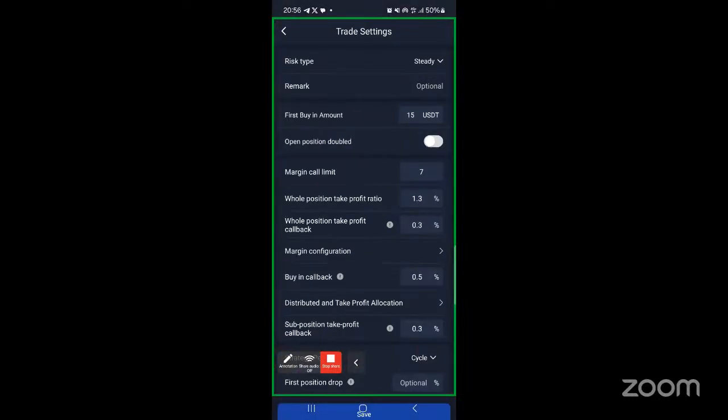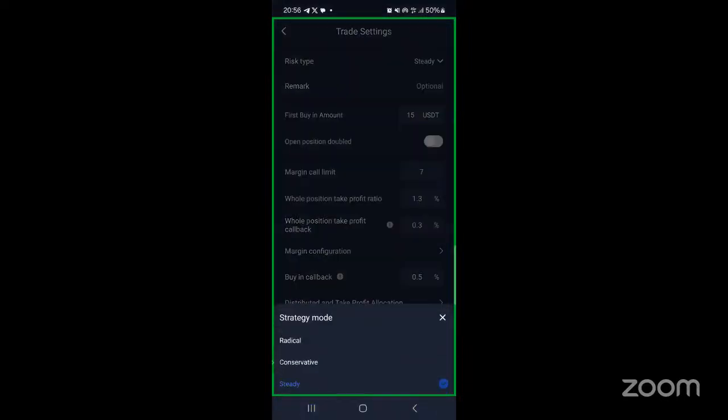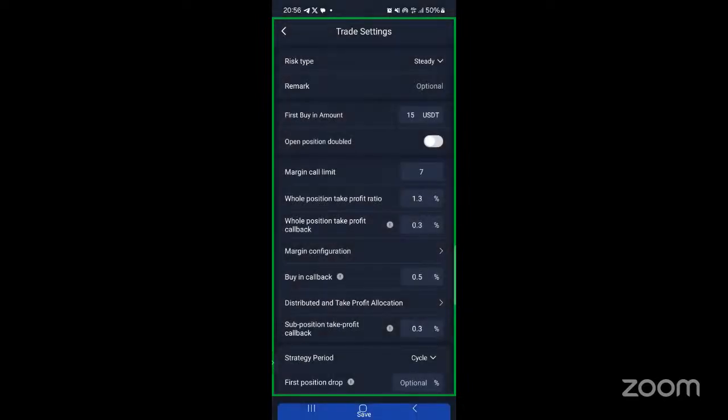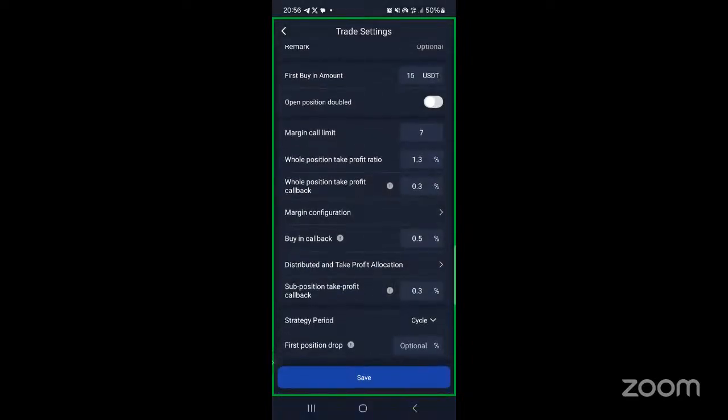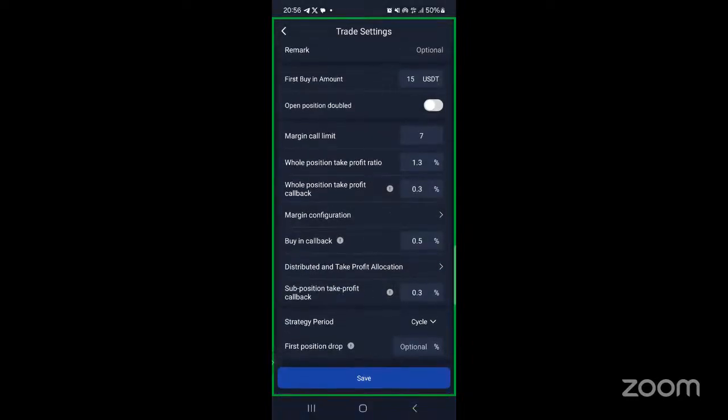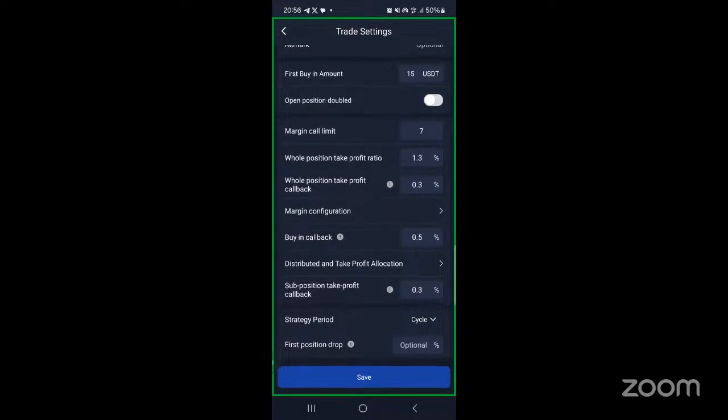Okay, so let me use the phone. Now you can see these are the risk profiles. You change them from here. I'm not going to go back in that lesson. You can watch the pre-recorded video to understand how to get to this page.